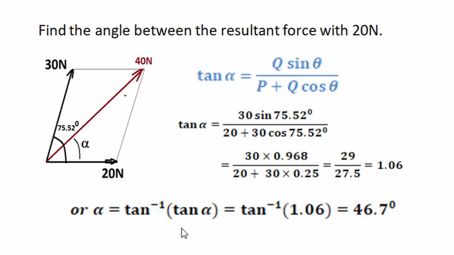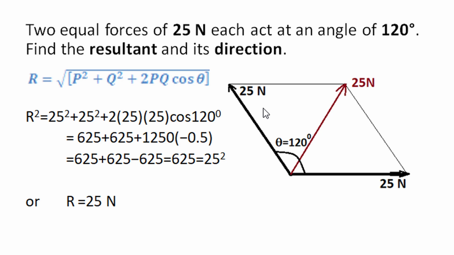To find out alpha from tan alpha, we have to take tan inverse of tan alpha. Tan alpha is 1.06. So tan inverse 1.06 comes as angle of resultant with 20 Newton as 46.7 degree. In this numerical, two equal forces 25 Newton each act at an angle 120 degree.